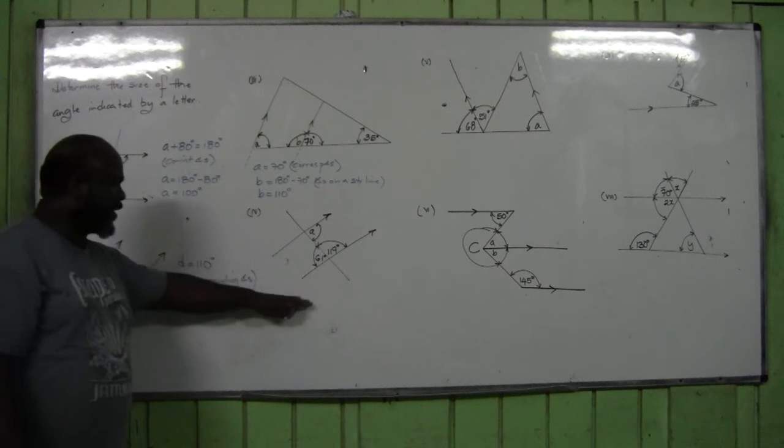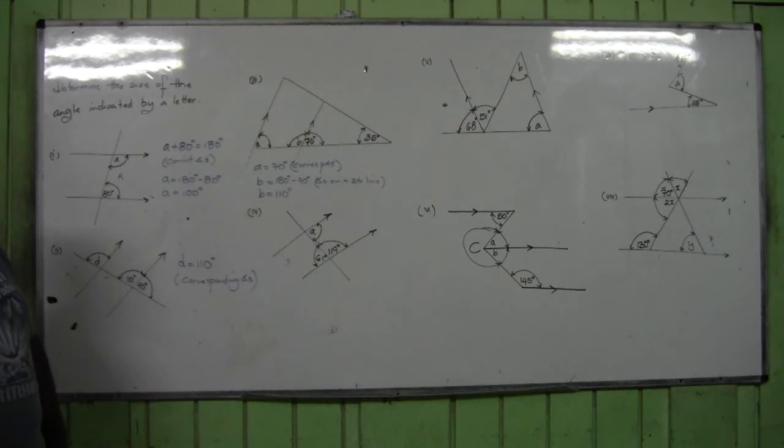Down here, who can tell me what A is equal to and give me the reason? What is A equal to and give me the reason? A is equal to 61. Why is A equal to 61?